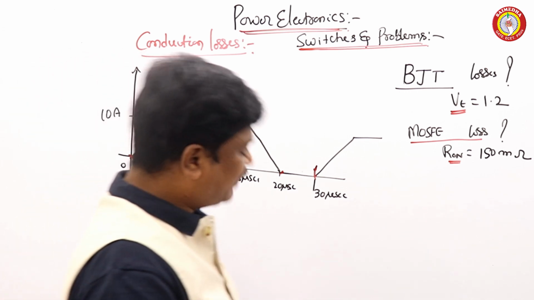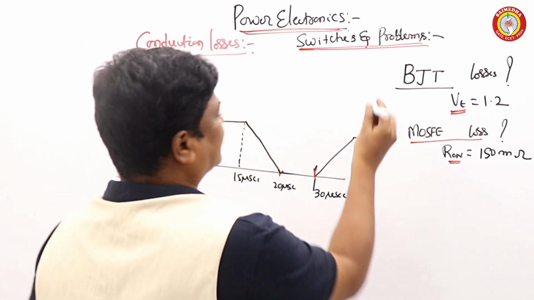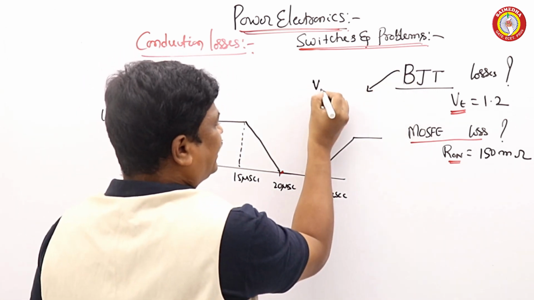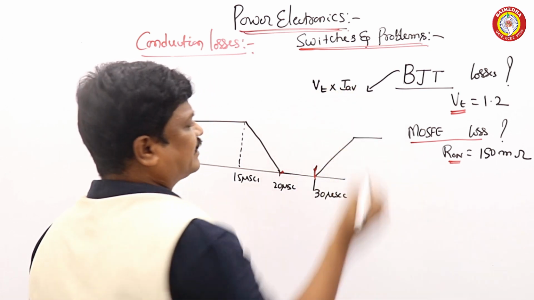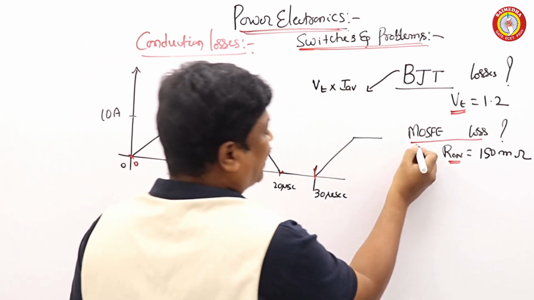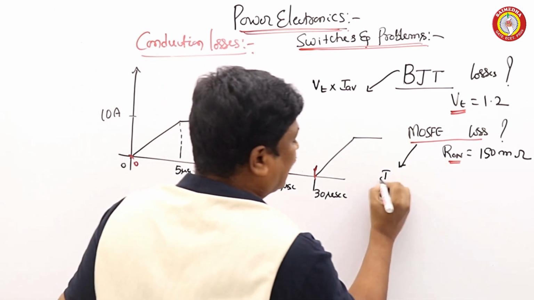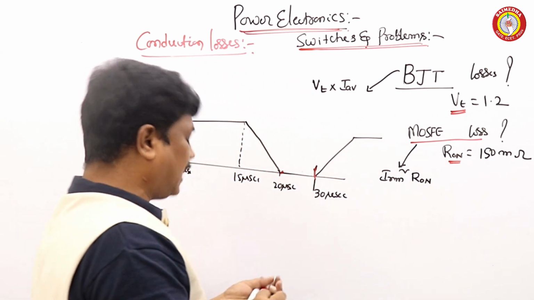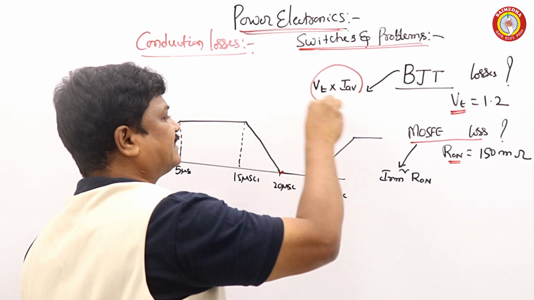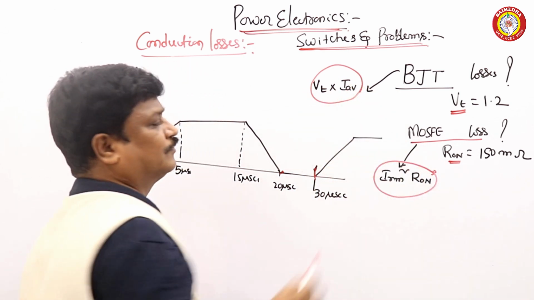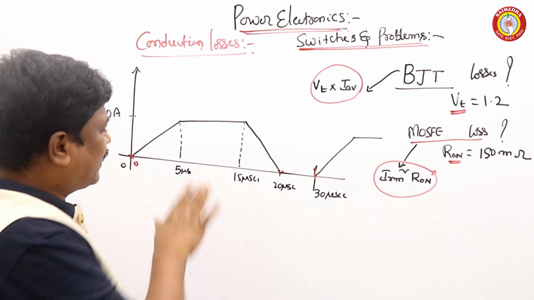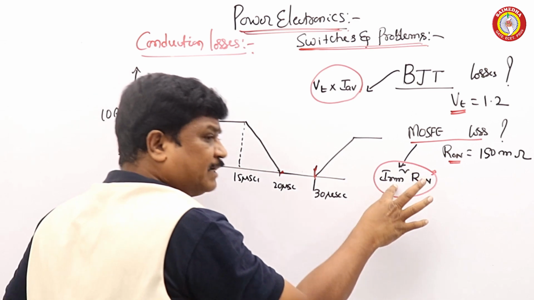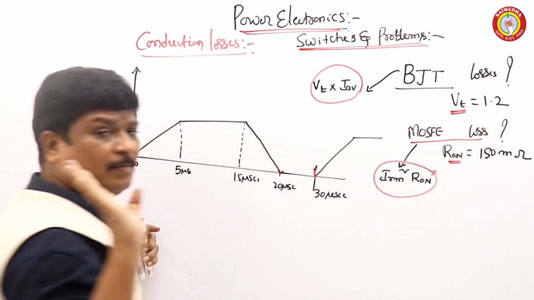So, what is the formula we have to use for this case? For the case of BJT, how to calculate the power? I told you. VT, that is V average into I average. How to calculate for the MOSFET? IRMS square into R on. These two different formulas we have to use depending upon the device. So from this given waveform, we have to calculate the average value of current and the RMS value of current. The remaining two parameters are available in the problem.